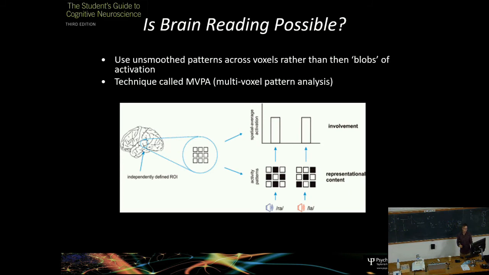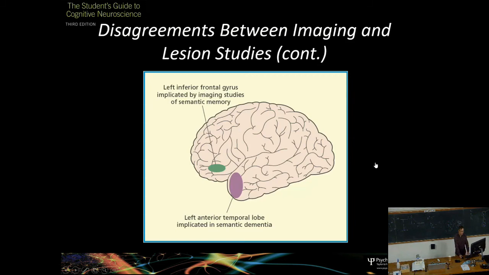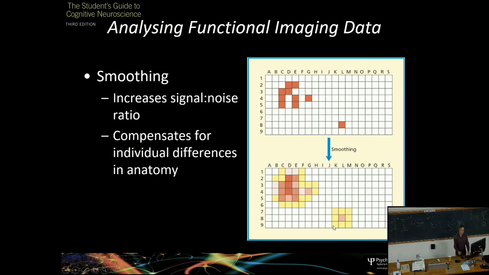So this is something called multivoxel pattern analysis. Instead of looking at big blobs, you're looking at the pattern across them. So here you don't do this thing called smoothing. You do not do that. You treat each voxel as being potentially equally informative.